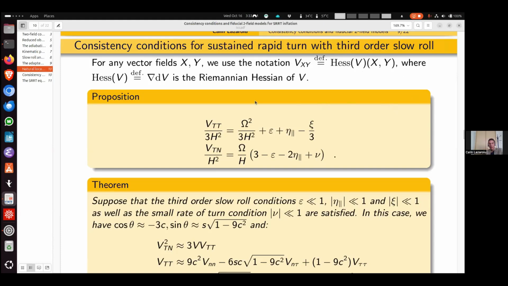Okay? So the Riemannian Hessian, I remind you, is defined invariantly as nabla of dV. dV is the differential of V, so it's a section of the cotangent bundle. And nabla is the connection induced by the Levi-Civita connection of G on the cotangent bundle of M. So it's simply nabla applied to dV. And it's easy to prove that it's symmetric. That follows from the fact that G is a Riemannian metric, so it's torsion-free.